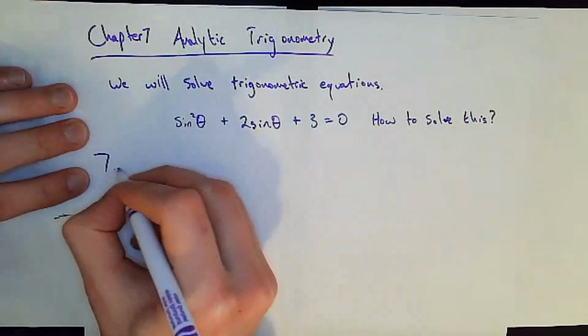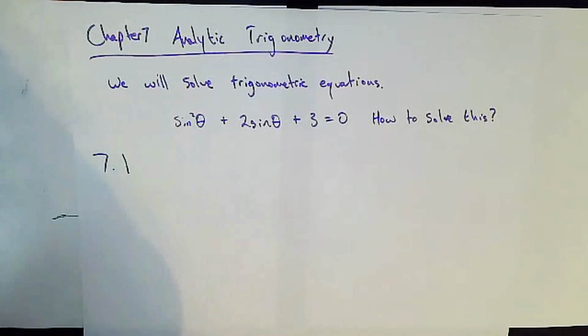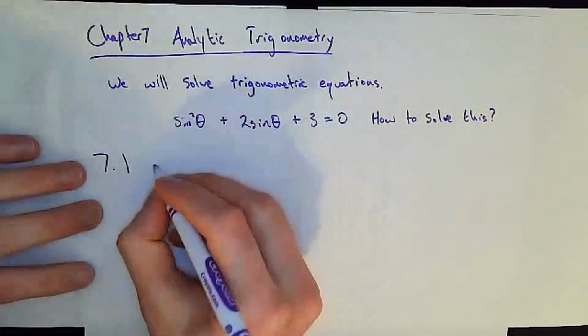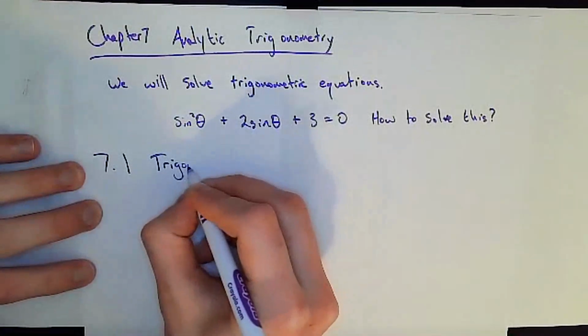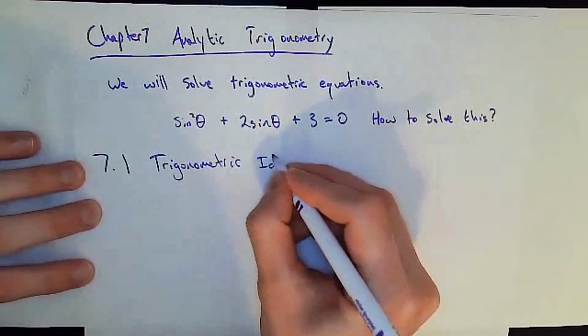First step is going to be section 7.1, which is called trigonometric identities. This is a fun section, trigonometric identities.